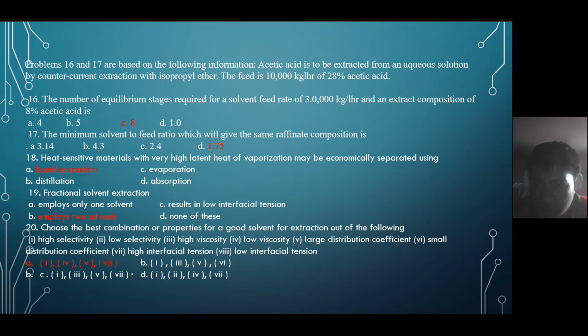So next, the force of attraction between molecules at the interface of two fluids is referred to as interfacial tension. It is needed to have interfacial tension in order for the solutes to come in contact with the solvent. So high interfacial tension. We have the fourth answer. So by looking at our choices, we have 1, 4, 5, and 7 as the correct answer.